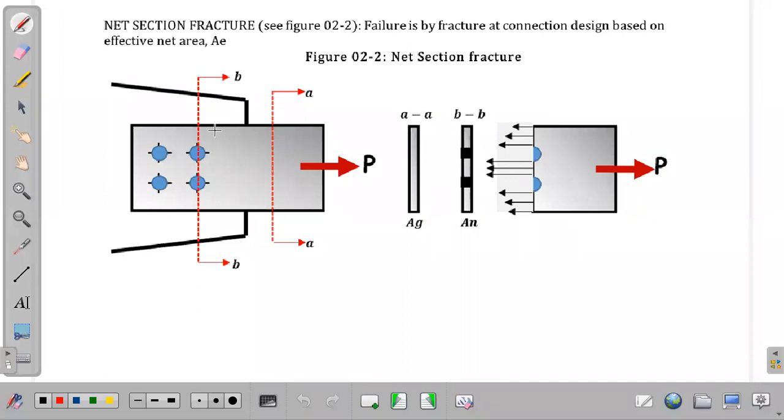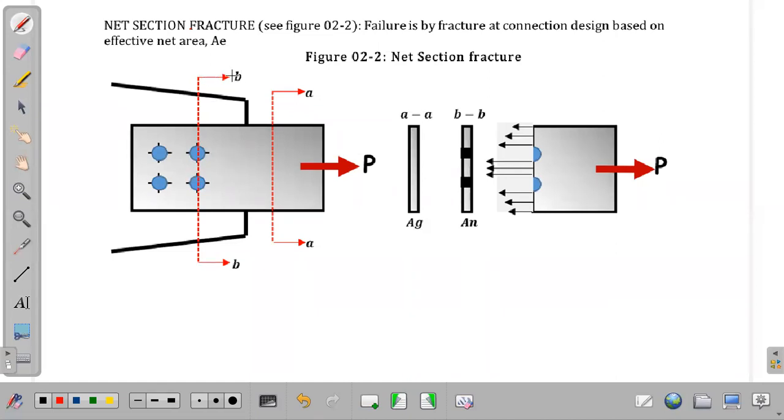Yung pangalawa is yung net section failure. Pagka naman ang failure natin, pagka nag-apply tayo ng tension force, is dumaan doon sa connection natin or doon sa bolt natin, occupied by the hole, ang tawag natin dyan, net section fracture. Okay? So pagka dumaan yung failure natin dito sa butas natin or yung bolt natin or yung rivet natin.